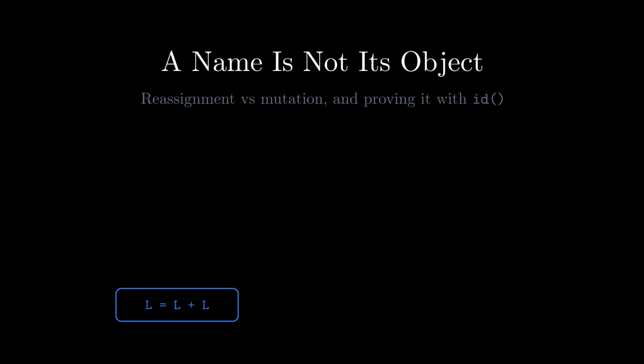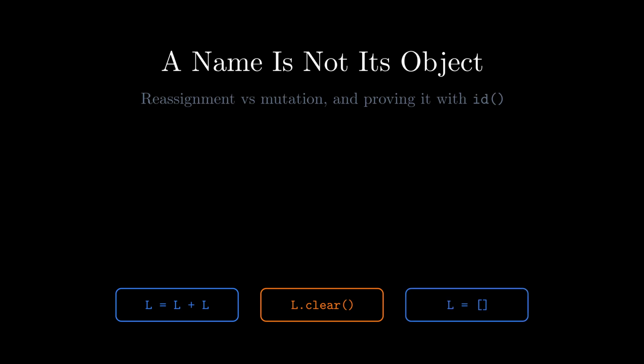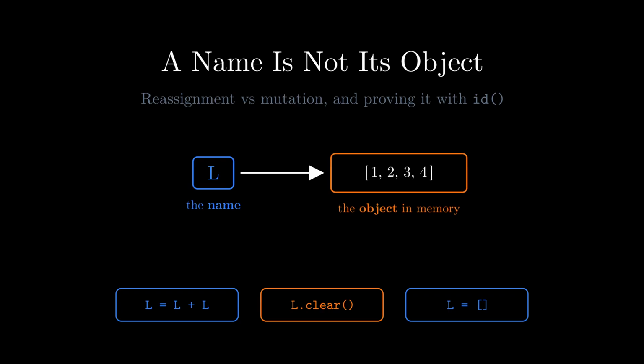Doubling a list over and over sounds like it should run forever. It doesn't. And two lines that look almost the same, L.clear and L set to an empty list, behave completely differently. Behind both puzzles sits a single idea. A name is not the object it points to.